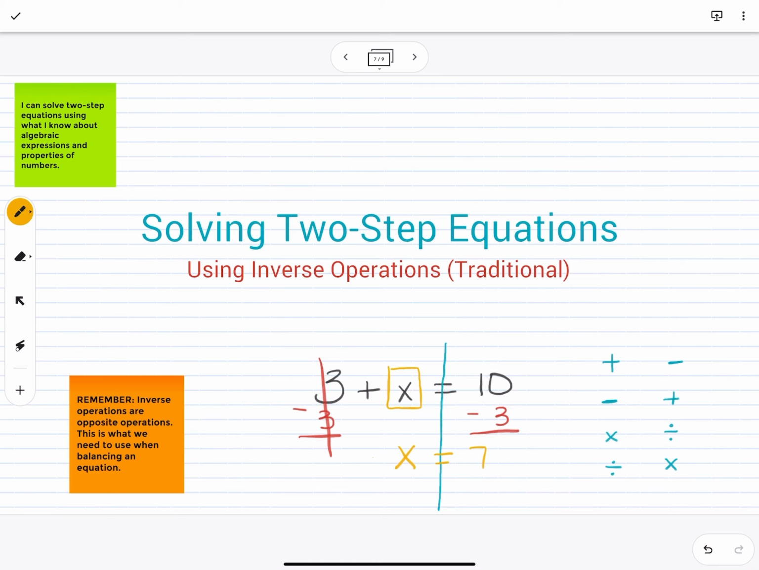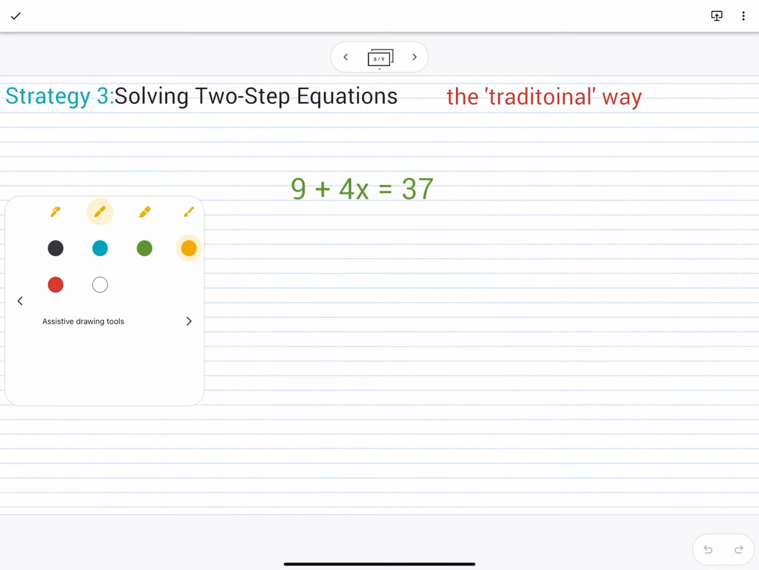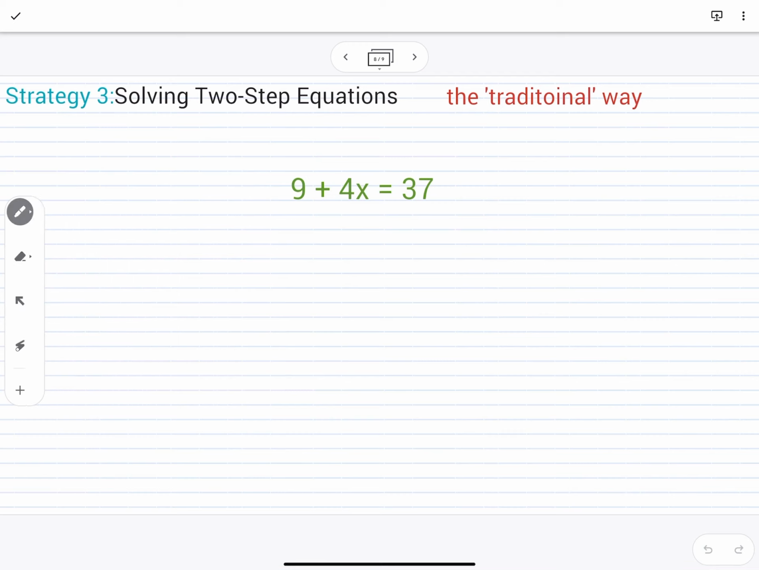So now we are going to go ahead and look at two-step equations using the traditional method, balancing these equations out. I'm going to start by drawing my line. And this line, again, really helps me to remember that I need to do the same operation to the same number on both sides of that equal sign in order to keep it balanced.